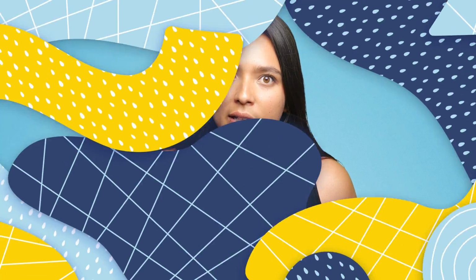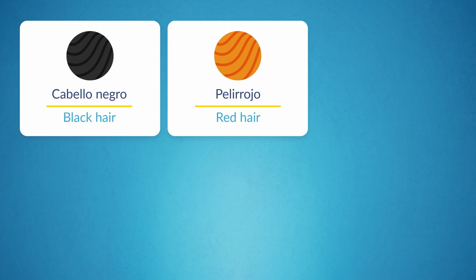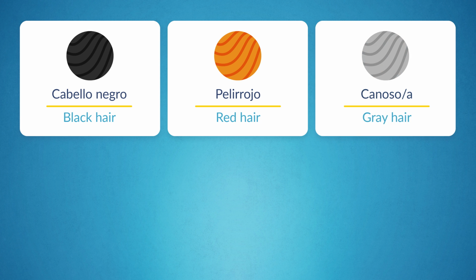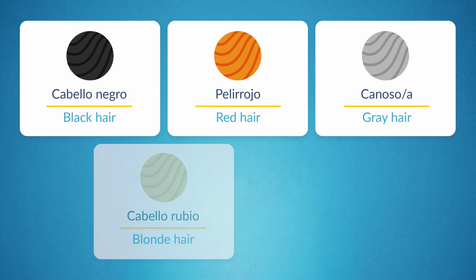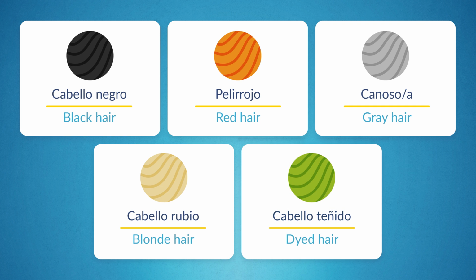But what about hair color? Cabello negro describes black hair. Pelirrojo describes red hair. And the words canoso or canosa is used to talk about people who have gray hair. If you see someone who is blonde, then you can say that they have cabello rubio. And cabello teñido is dyed hair.